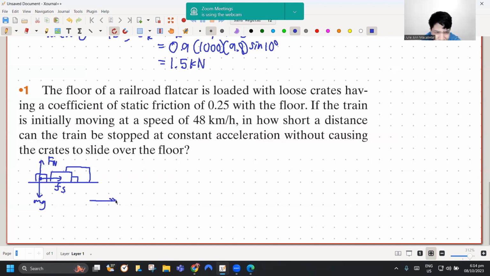Is it constant speed? No. Constant acceleration, so what is the acceleration here? Look at the situation. The train is initially moving, then it stops. We don't want the crates to slide.